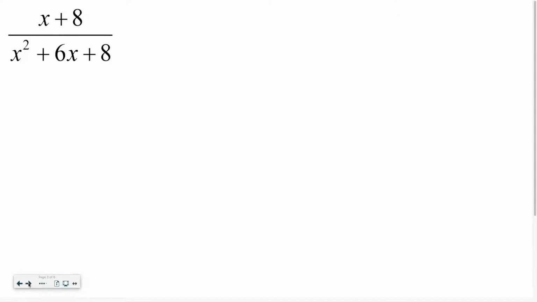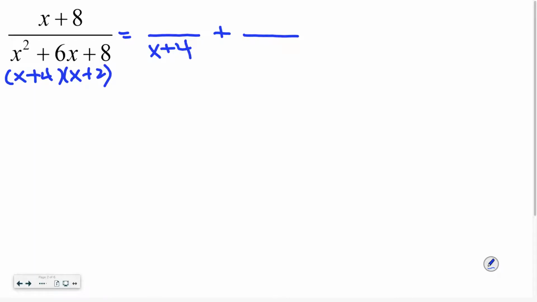So the first one we talked about is this one. Either you already have it written down or you have to rewrite it. But what we did in our warm-up is we factored this to be x plus 4 times x plus 2. And since there were 2 factors, we broke this up into 2 fractions, where the first fraction had a denominator of x plus 4, and the second fraction had a denominator of x plus 2.